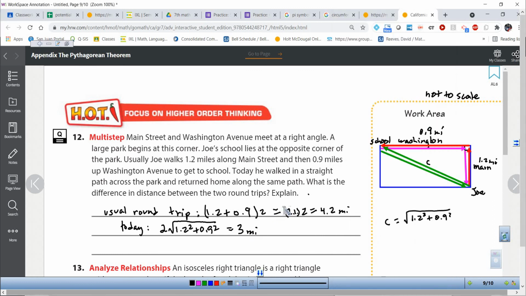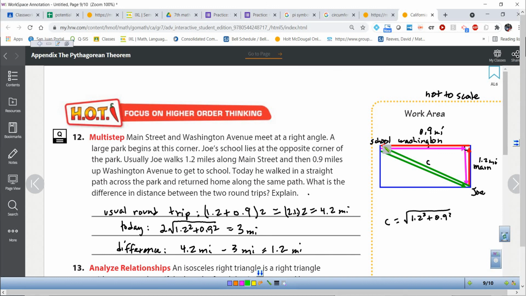Well, look at that. So what is the difference? Remember, difference means the answer when you subtract. The difference is going to be 4.2 miles minus 3 miles. That's going to be 1.2 miles. So he saved a whopping 1.2 miles by cutting across the park. If I were him, I would cut across the park every day. There's our park that he's cutting across. Unless there's a big scary dog or some bullies that beat him up, or there's a reason there.